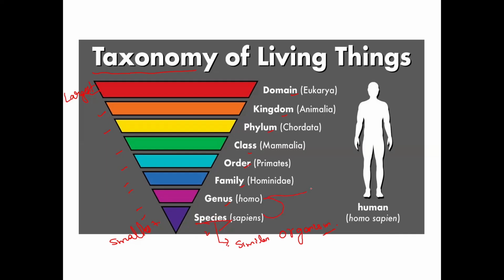A group of similar genera makes a family. A group of similar families makes an order. A group of similar orders makes a class. Similarly, a group of similar classes makes a phylum. A group of similar phyla makes a kingdom, and a group of similar kingdoms makes a domain. For humans, we say species is sapiens, genus is Homo, family Hominidae, order Primates, class Mammalia, phylum Chordata, kingdom Animalia, and domain is Eukarya. We are eukaryotic individuals.